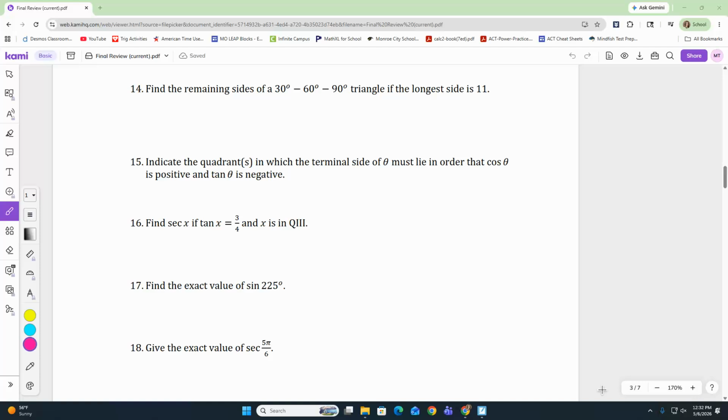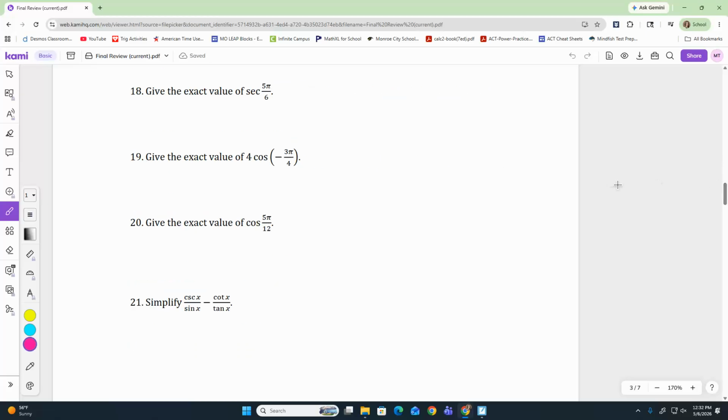Number 18. Exact value. Anytime I say exact value, that means not just a calculator. You're going to give me the answer in terms of radicals. So we usually did quadrants and reference angles.